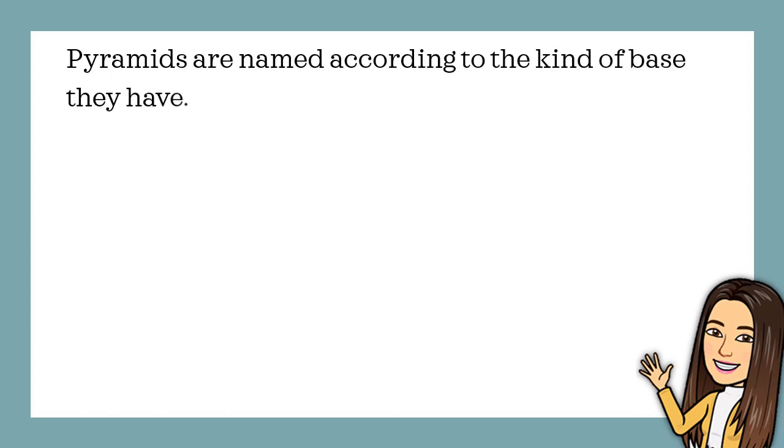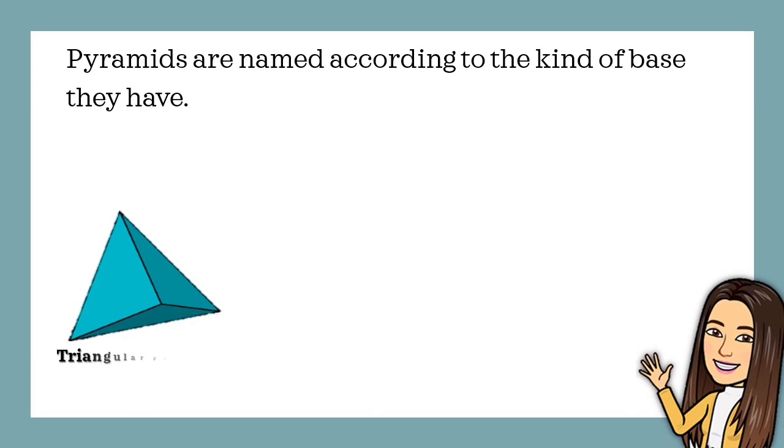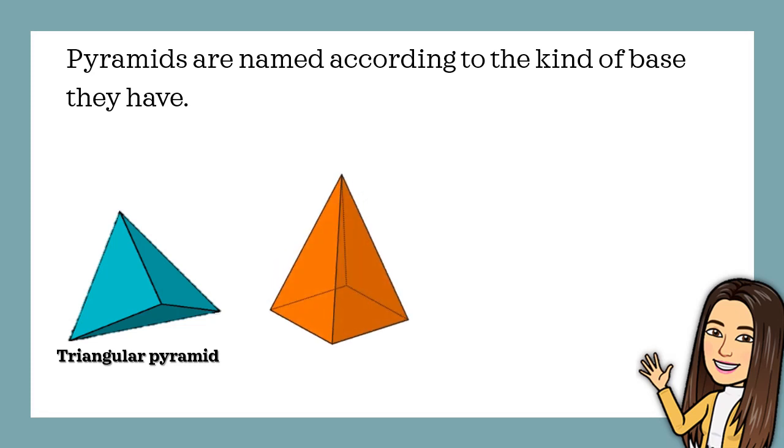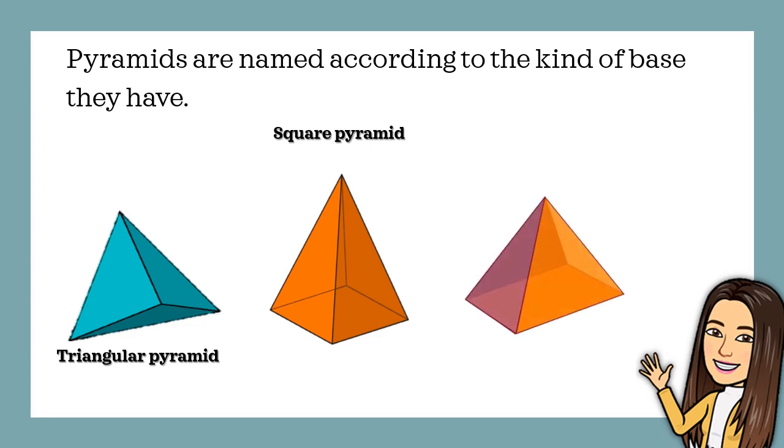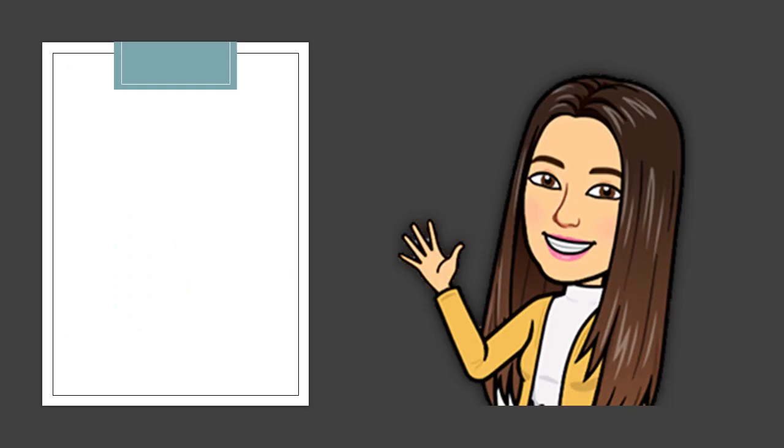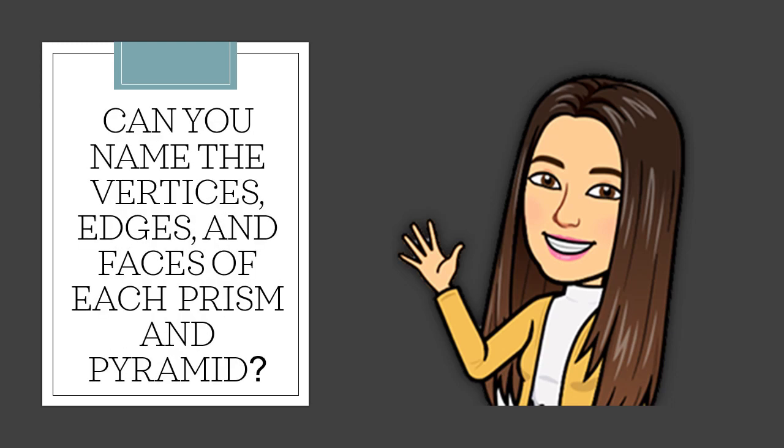Pyramids are named according to the kind of base they have. We have triangular pyramid. Its base is a triangle. Next is square pyramid. Its base is a square. And we have rectangular pyramid. So it has a base of a rectangle. And if you noticed, they have a common vertex. Now, can you name the vertices, edges, and the faces of each prism and pyramid?